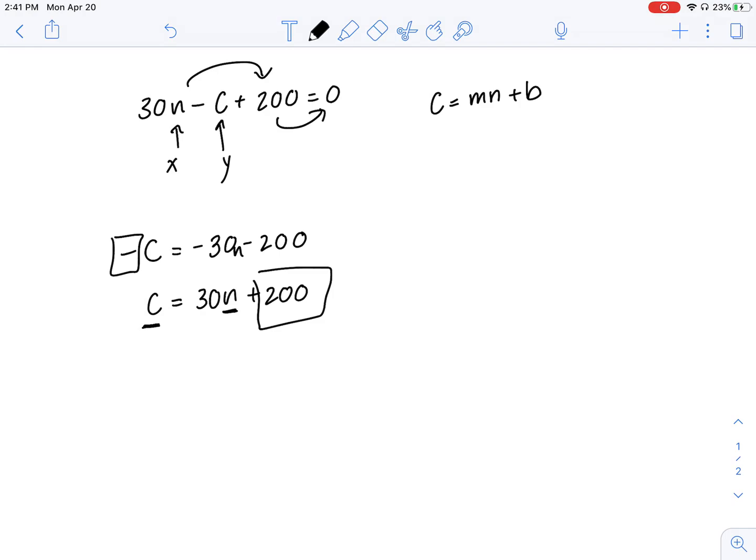And the variable cost, just by process of elimination, is obviously 30n, meaning depending on the number of people that attend, it'll be $30 per person. That's a variable cost.